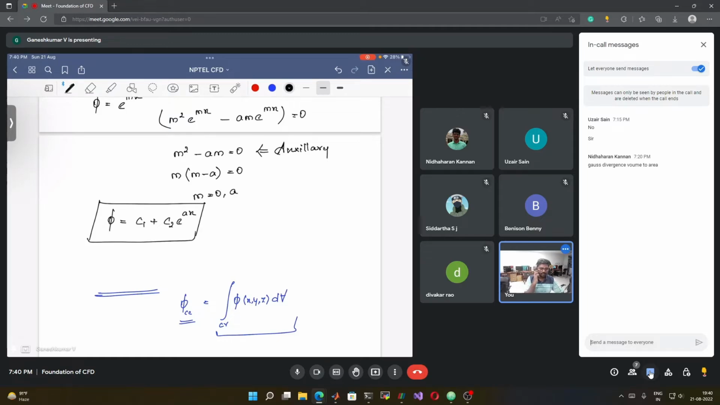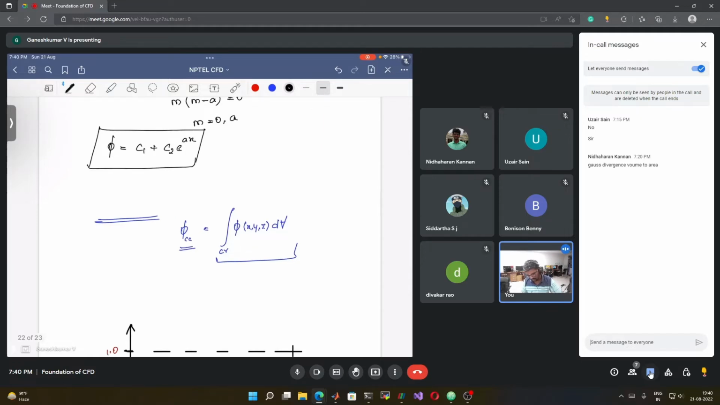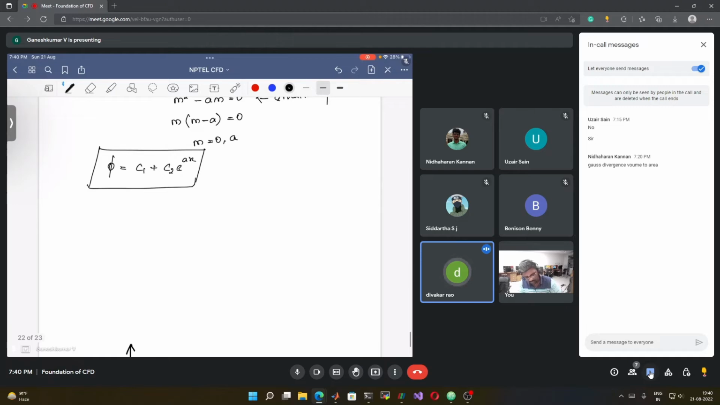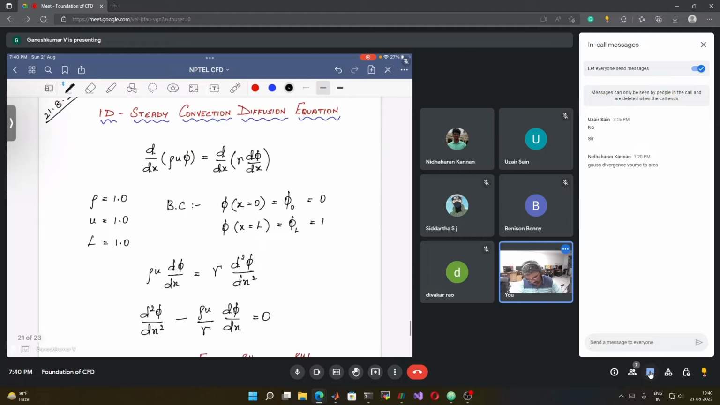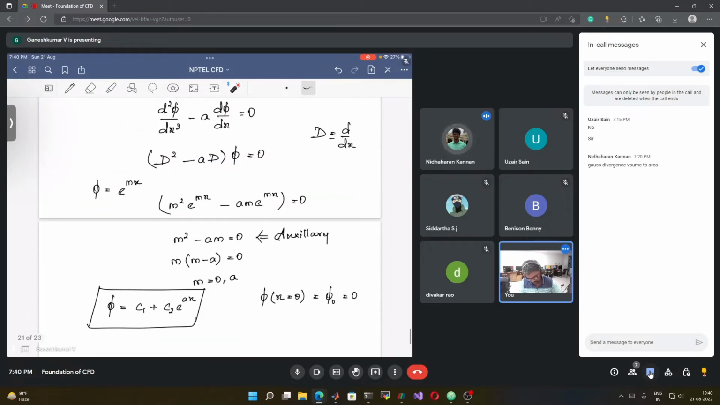It's fairly simple. If we continue, how do we get c1 and c2? How do we get the constants? By using boundary conditions, we substitute and then get them. Our boundary condition is phi at x equal to 0 is phi naught. Actually, it's 0. So if we go back here, we have it here: phi at x equal to 0 is 0, and phi at x equal to L is 1.